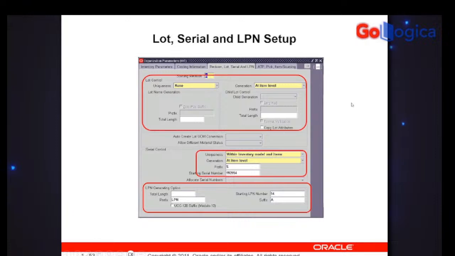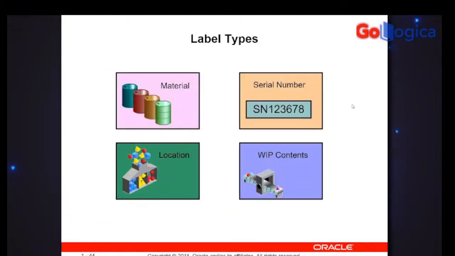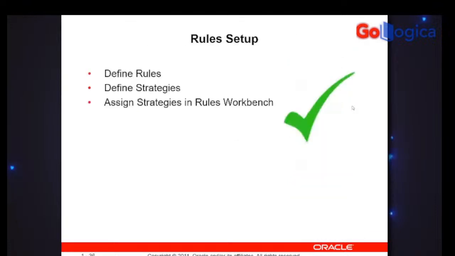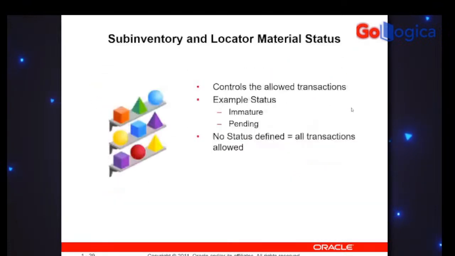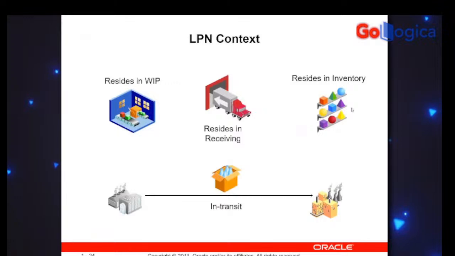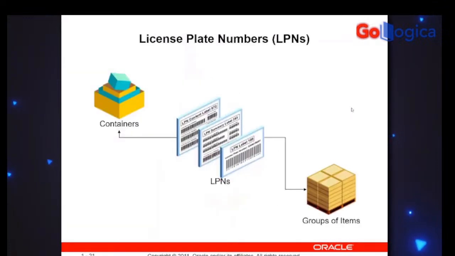Okay, now let's come to the LPN part. Let's discuss the LPNs now. So this is what an LPN is. An LPN is nothing but, if you have a container, you can mark it as an LPN, that is license plate number, for a group of items, and you are giving it a unique identity. Anything in the warehouse can be marked as an LPN.